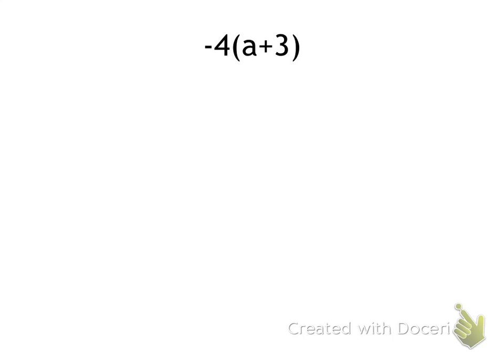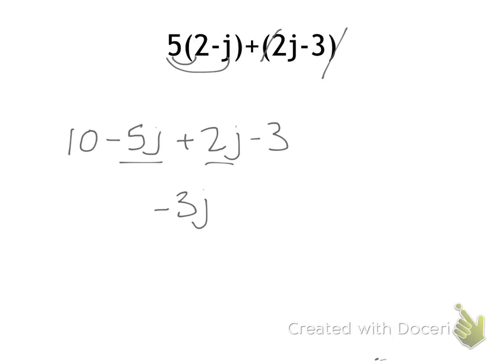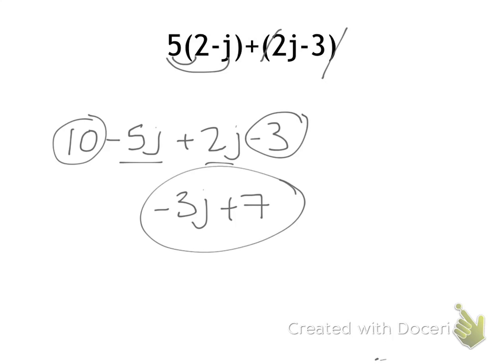Okay, this is just using the distributive property. So we're going to distribute this negative 4, so I'm going to get negative 4a minus 12. Okay, again, using the distributive property, 5 times 2 is 10. 5 times j is 5j, and you still have that subtraction sign. And then we have 2j minus 3. We can have these parentheses go away because there's nothing that needs to be changed. There's no negative that needs to be distributed, and there's no number that's being distributed. Okay, now we can combine like terms. So negative 5j plus 2j is negative 3j, and 10 minus 3 is 7. So that's my answer.